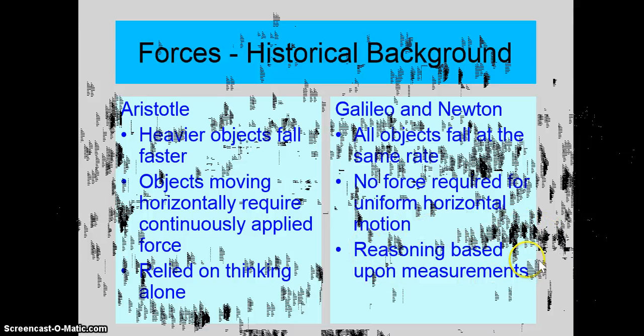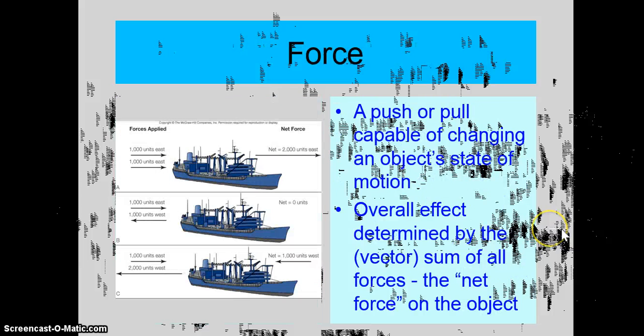This is really the centerpiece of modern science, that reasoning is based upon experimentation, or measurements of physical quantities. So a force is a push or a pull that is capable of accelerating an object, and the overall effect is basically a vector sum. You add up all the different forces. If one force is pulling in one direction and one force is pulling in another direction, one of those directions you have to call negative. I'll do an example of this shortly.